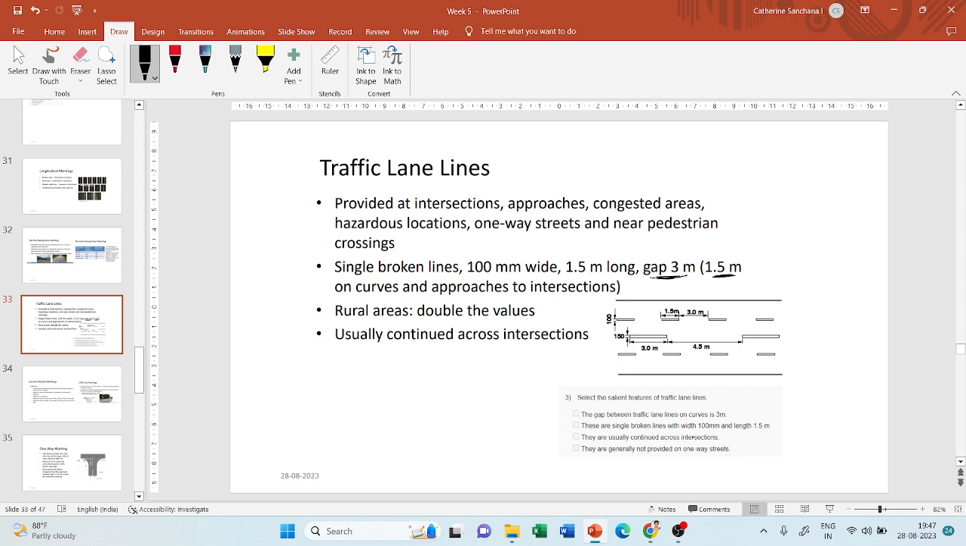The second one is that these are single broken lines with width 100 mm and length 1.5 meters. Yes, it is given in this point. They are usually continued across intersections. Yes, it is this point as well. They are generally not provided on one-way streets. But it says provided at intersections, approaches, congested areas, hazardous locations, and one-way streets. So they are provided on one-way streets. So the answer to this is 2 and 3.